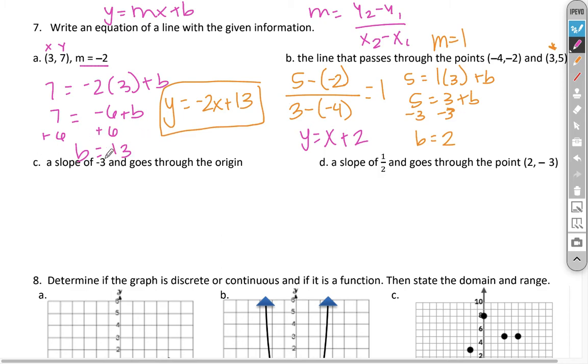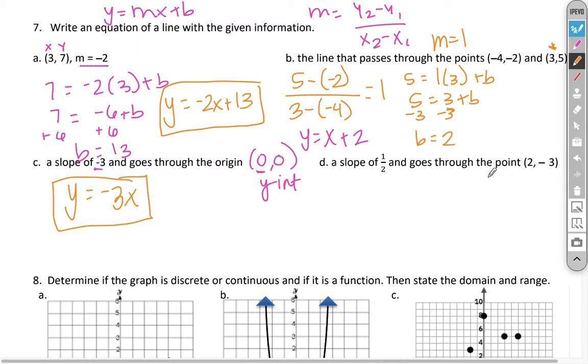Okay, now we've got a slope of negative 3 and goes through the origin. All right, well, we've got our slope. This is our m. And our origin is an ordered pair. And if we remember, that ordered pair is 0, 0. Well, if you remember that a y-intercept is always going to have an x value of 0, which we do here, so this is our y-intercept. We don't have to solve for b. We know that our b is 0. Okay? So with that being said, we can go ahead and write our equation. It's going to be y equals negative 3x. And it would be plus 0, which there's no need to write. So our answer is just y equals negative 3x.